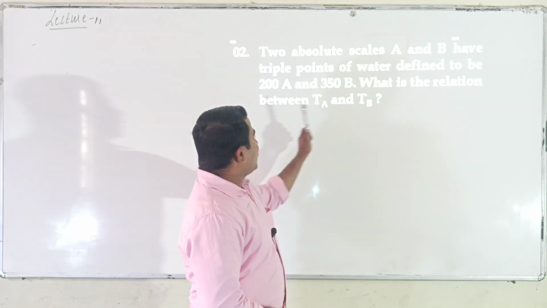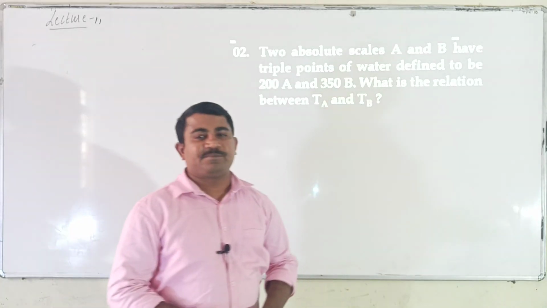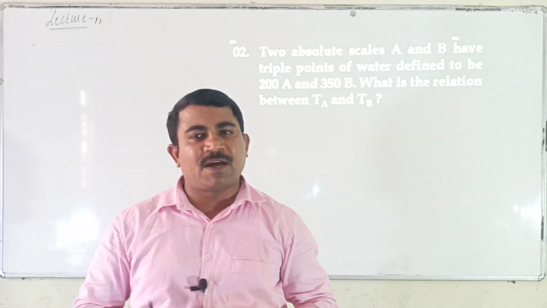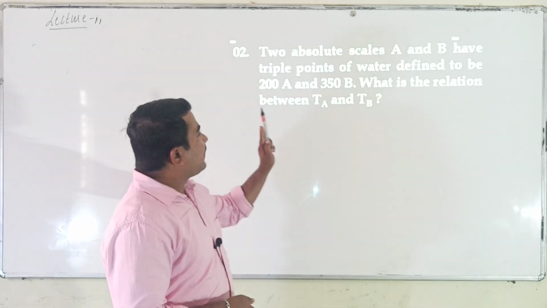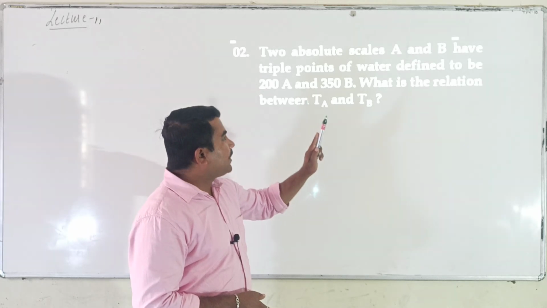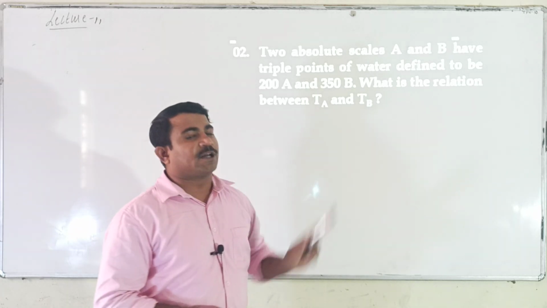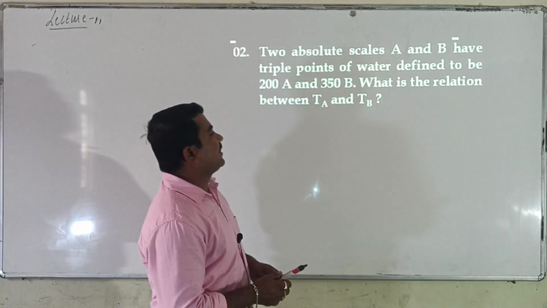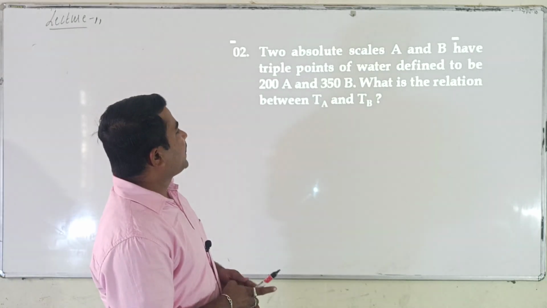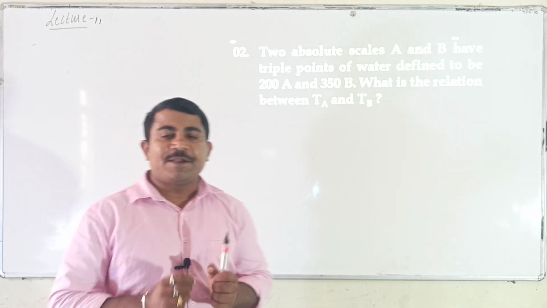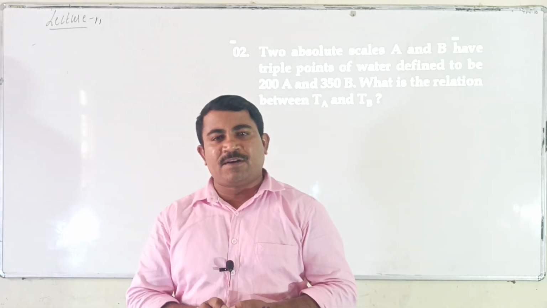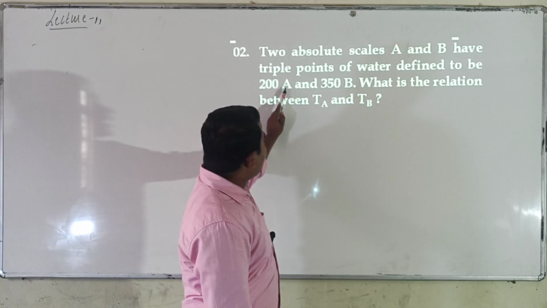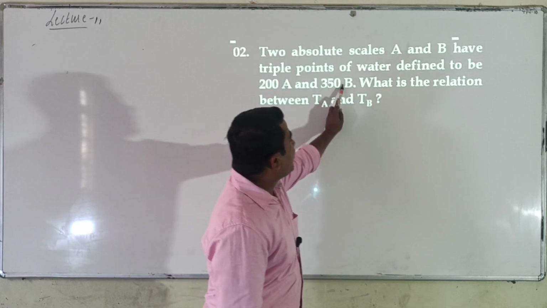Then what is the relation between TA and TB? The question is very simple. Two absolute scales A and B, the triple point of water defined to be 200A and 350B. What is the relation between TA and TB? The important point to obtain the solution for this is that I need to know the relation between TA and TB.